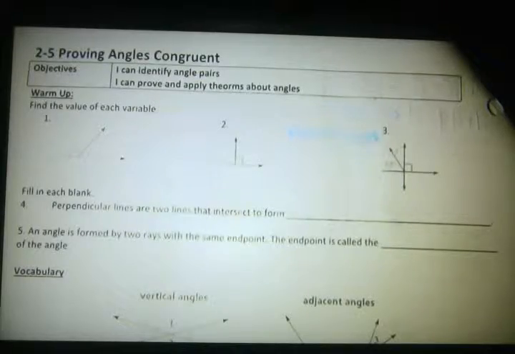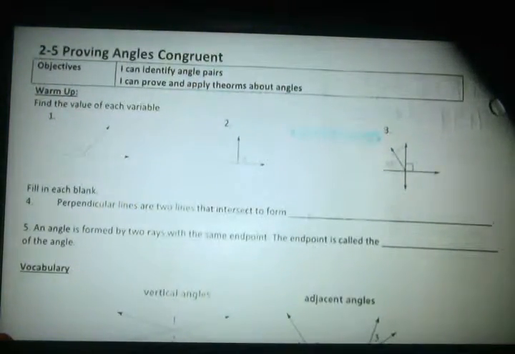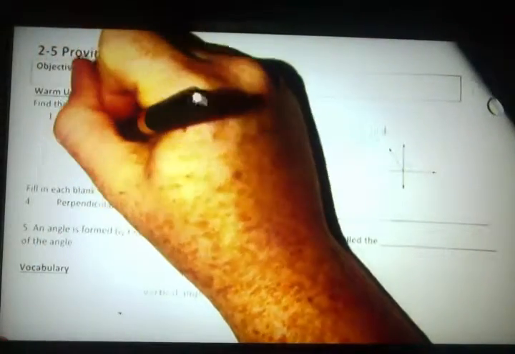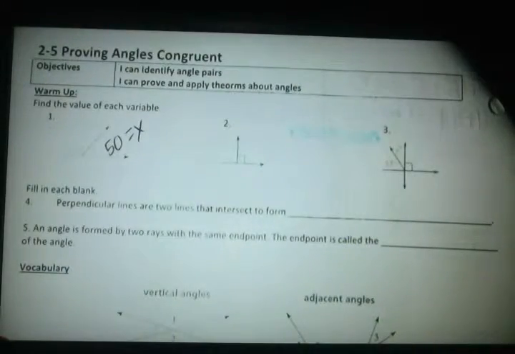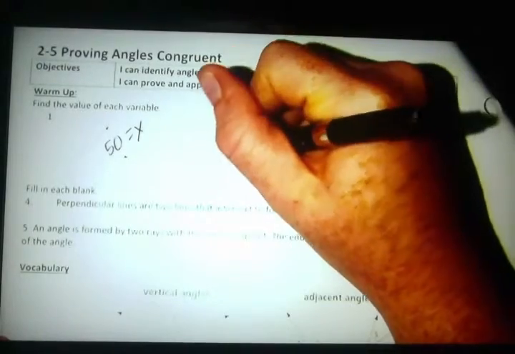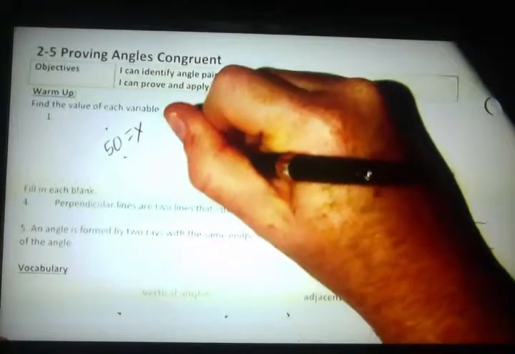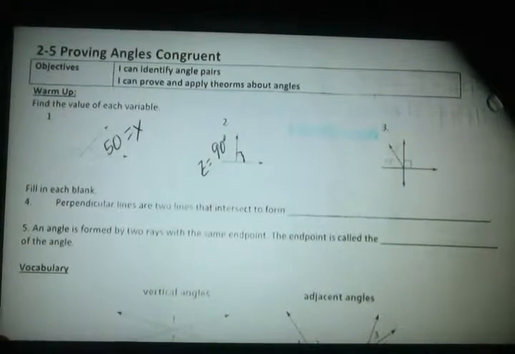Okay, so number 1, you have 130 degrees, then x. They make a straight line, so just 180 minus 130 should be 50, so x is 50. Okay, for 2, straight line again, so 180 degrees. This is 90, so what's left is 90 degrees. So z is 90. Okay, number 3 is a little different.